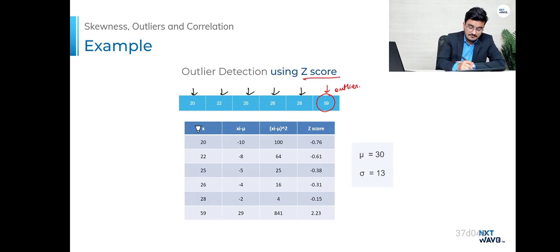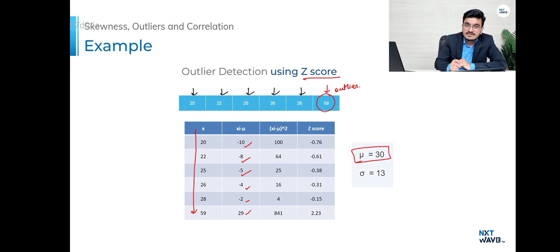So we'll list down all the observations. Then we'll subtract the mean value from each observation. The mean for this data set is 30, and we'll subtract 30 from each observation. We get 20 minus 30 as minus 10, 22 minus 30 as minus 8, 25 minus 30 as minus 5, and so on. 59 minus 30 will give us 29, right?